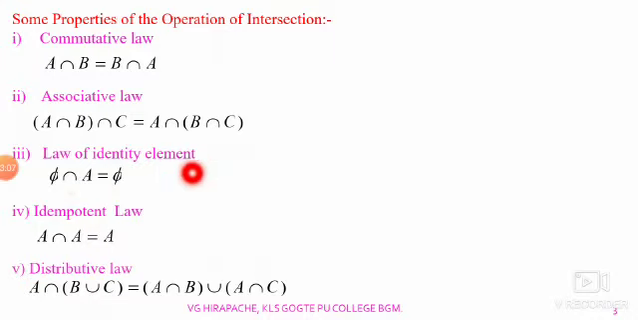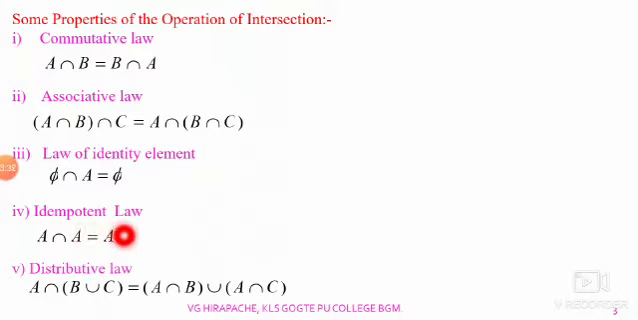Law of identity element. Any set intersection empty set is always equal to empty set, or empty set intersection A is equal to empty set. Therefore, here empty set or phi is called the identity element. Idempotent law in intersection. A intersection A is equal to A.